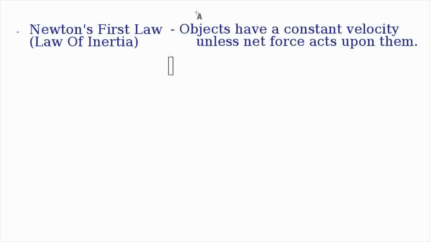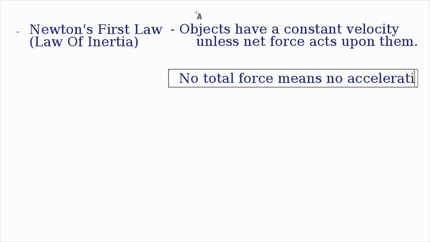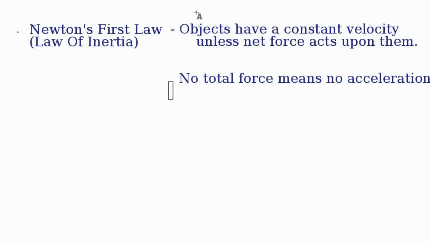Net is another word for total. So in other words, if you add all the forces on an object, the vector sum, if it gives you a total force or a net force that's not zero, then only then can you have an acceleration. Otherwise, if there's no total force, there's no acceleration. That's what Newton's first law tells us. I don't know what will click with you, but we might also say no total force means no acceleration. Both of those are basically saying the same thing. That's Newton's first law.